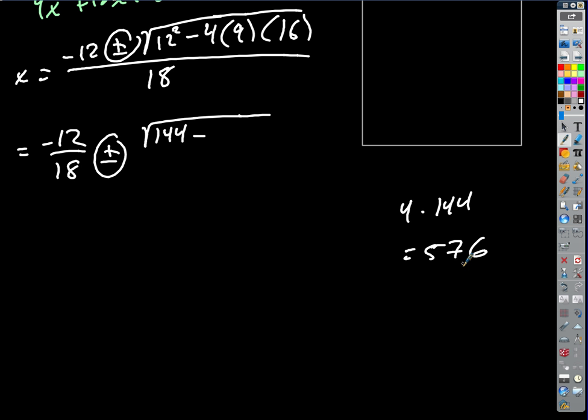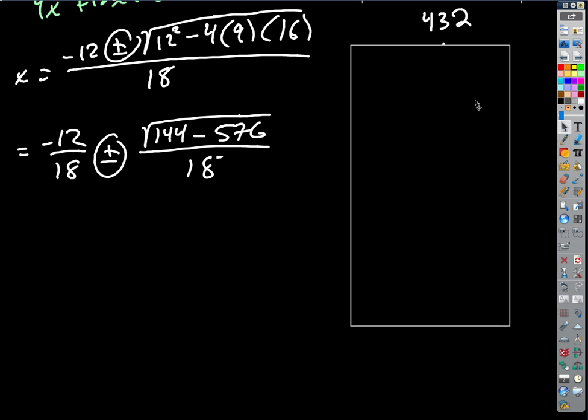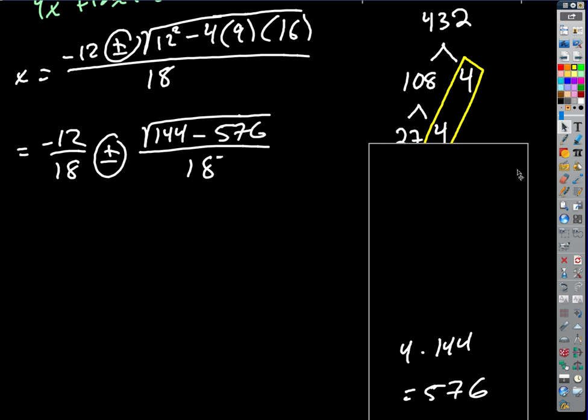So 144 minus 576 over 18. So there's going to be imaginary numbers. But we knew that, right? Yeah, we knew that. We're going to get i's in this. So 144 minus 576 happens to be negative 432. What do you know? Okay.